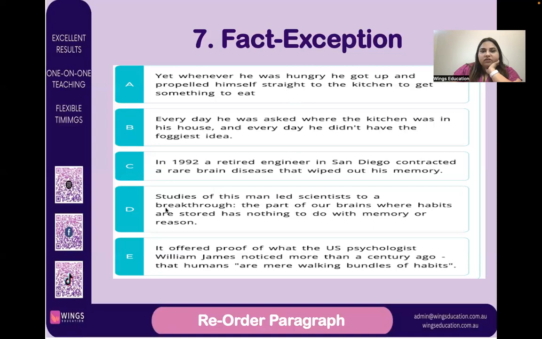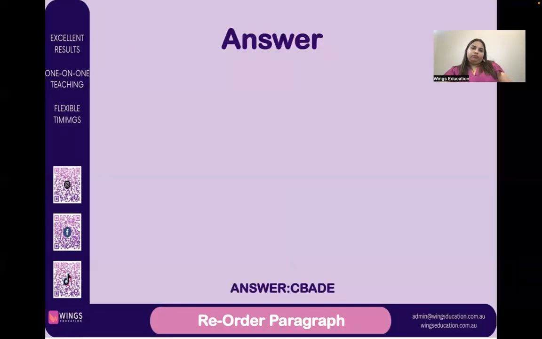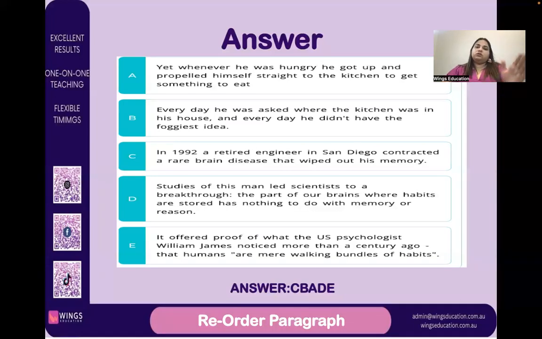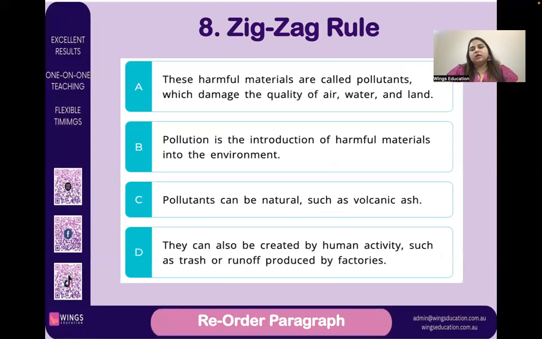Man led to, you can see studies of this man, and you have 1992. So 1992 should go in the beginning. When you see words like "led to", the concluding words, this statement should go towards the end of the paragraph. So there you are, CBADE. So that's how you do it.